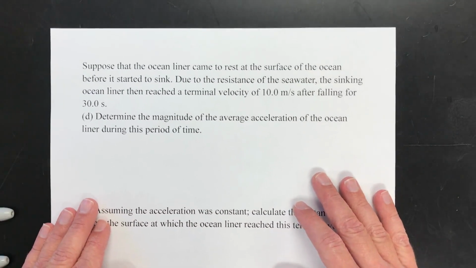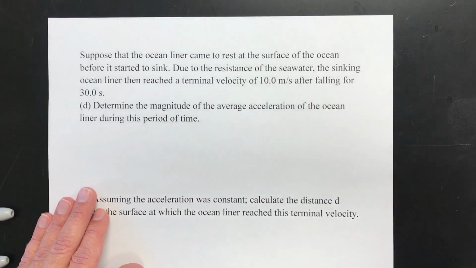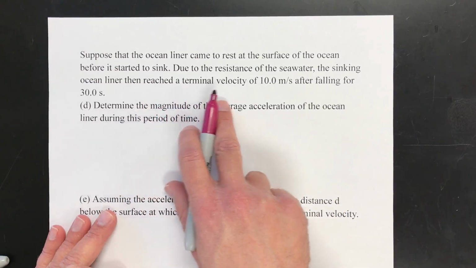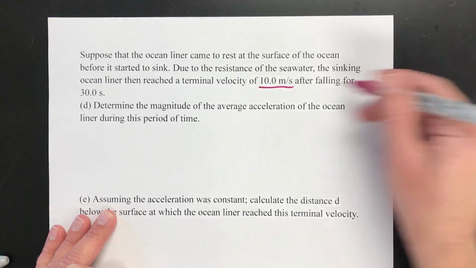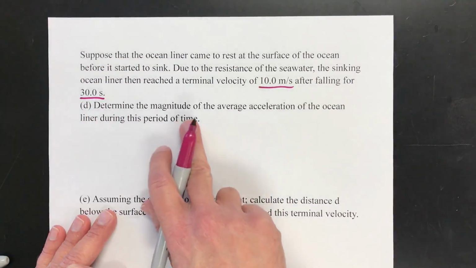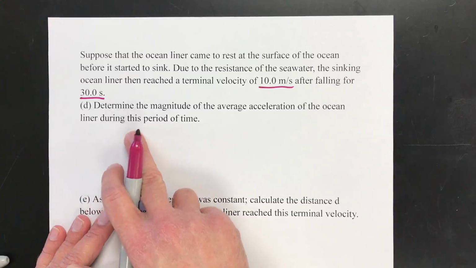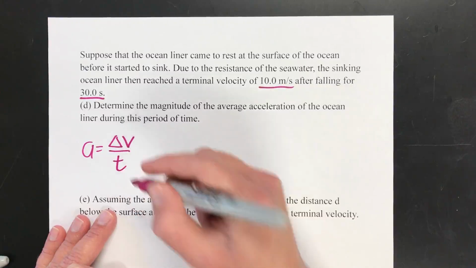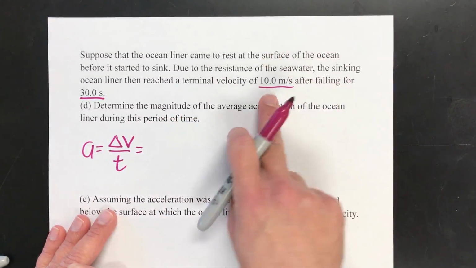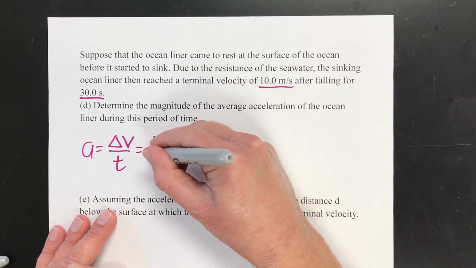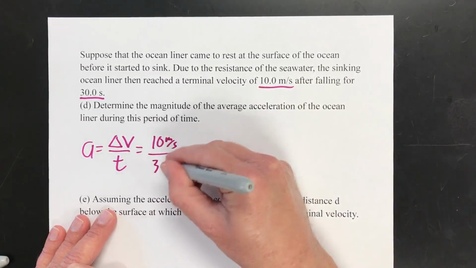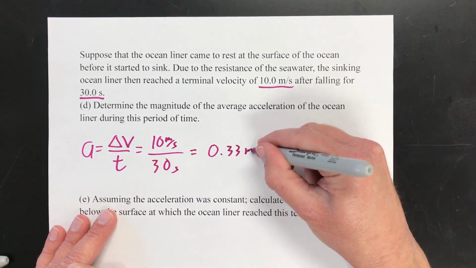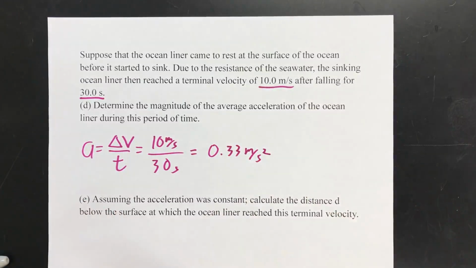It says, suppose the ocean liner came to a rest at the surface of the ocean before it started to sink. Due to the resistance of the seawater, the sinking ocean liner then reached terminal velocity of 10 meters per second after falling for 30 seconds. Determine the magnitude of the average acceleration of the ocean liner during this period of time. So this one is simply that the acceleration is the change in velocity over time. We know the change in velocity is 10 meters per second because we started at rest and got up to that speed. The time is 30 seconds, and so the acceleration is 0.33 meters per second squared.